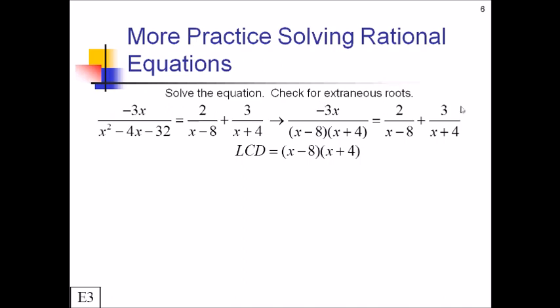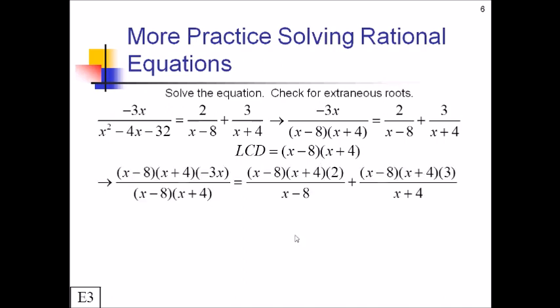Multiplying all our numerators by this big LCD now. Take a sec to write all that out, I guess. First fraction, everything cancels except for the negative 3, so that's awfully nice. Next fraction, we've got the x minus 8's canceling. Distributing that 2, that'll be 2x plus 8, and we have an equals there. Over here, the x plus 4's cancel. Distributing the 3, we've got 3x minus 24.